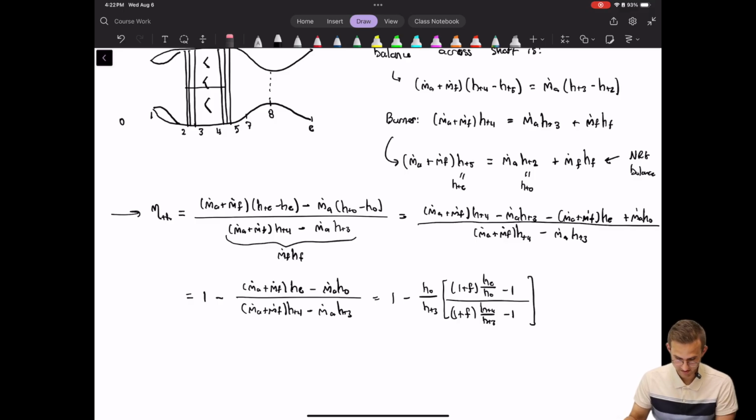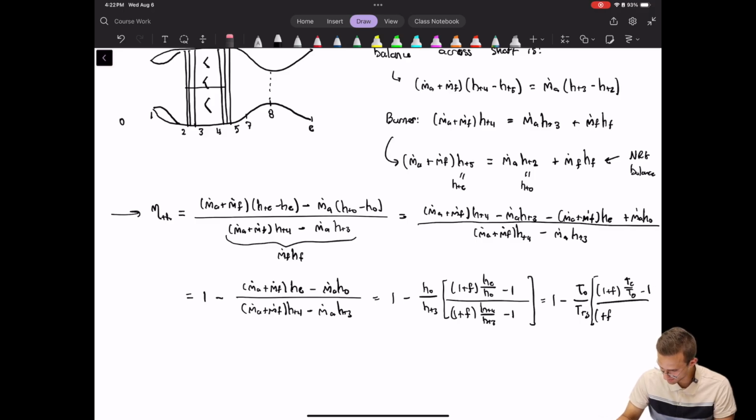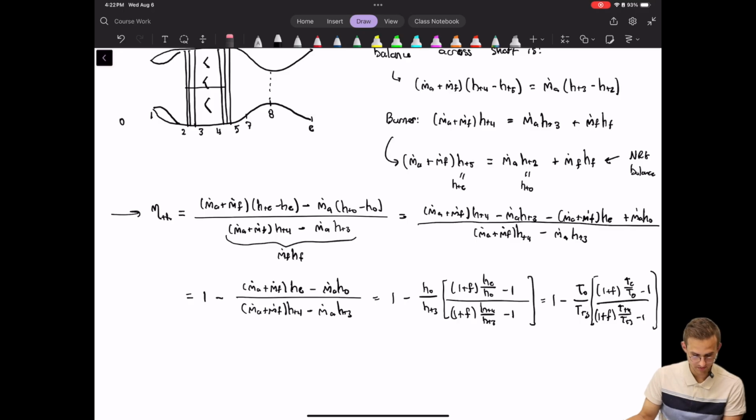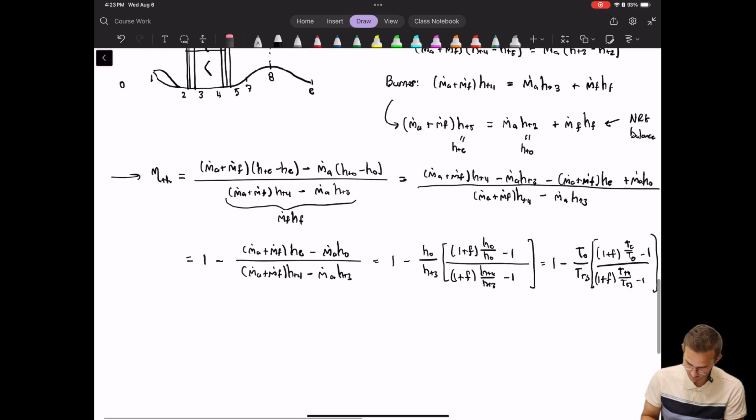And then we can assume that we're dealing with a perfect gas here and factor out the specific heat capacities, and we end up with 1 minus T naught over TT3, times the quantity 1 plus F times TE over T naught minus 1, over 1 plus F times TT4 over TT3 minus 1 on the bottom. Okay, and so now we're dealing with the ideal turbojet here.